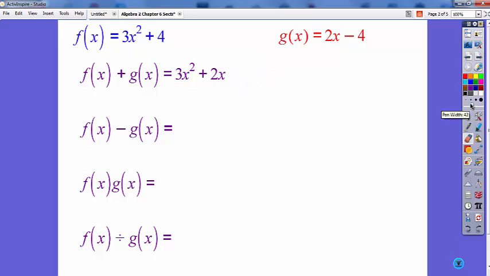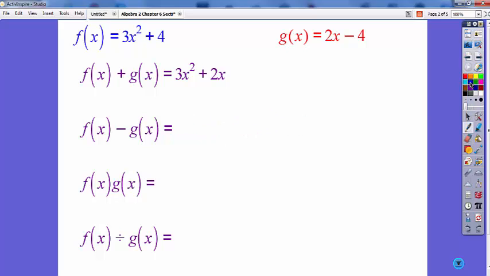Alright, the second one, f of x minus g of x, all you do is substitute in the equations and then you subtract, right? So we get 3x squared plus 4 minus 2x plus 4. So when you group up your like terms, you get 3x squared minus 2x plus 8.